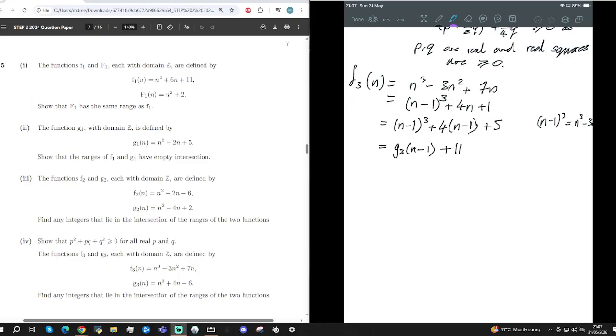So what could we do instead? Find integers that lie in the intersection of the ranges of these two functions. Well, certainly now I can think about the function g3 and g3 of n minus 1 plus 11.